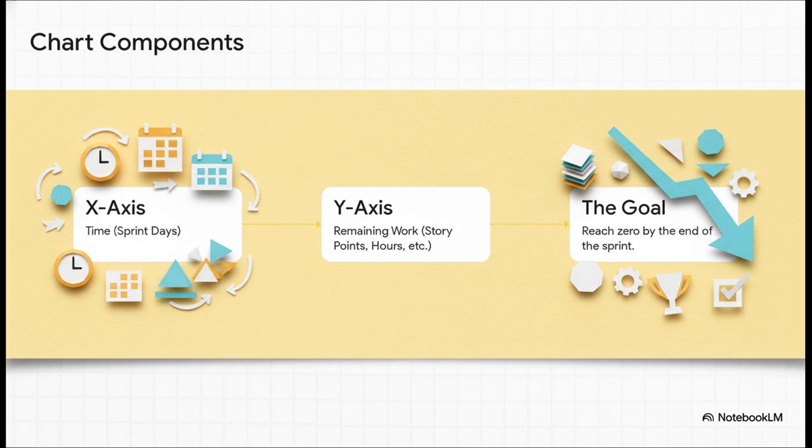Along the bottom, you've got your timeline, the days of your sprint. And on the side, the vertical axis, that's all the work you have left, whether you measure it in story points, hours, whatever. The whole game is just to get that line from the top left corner down to the bottom right by the end.